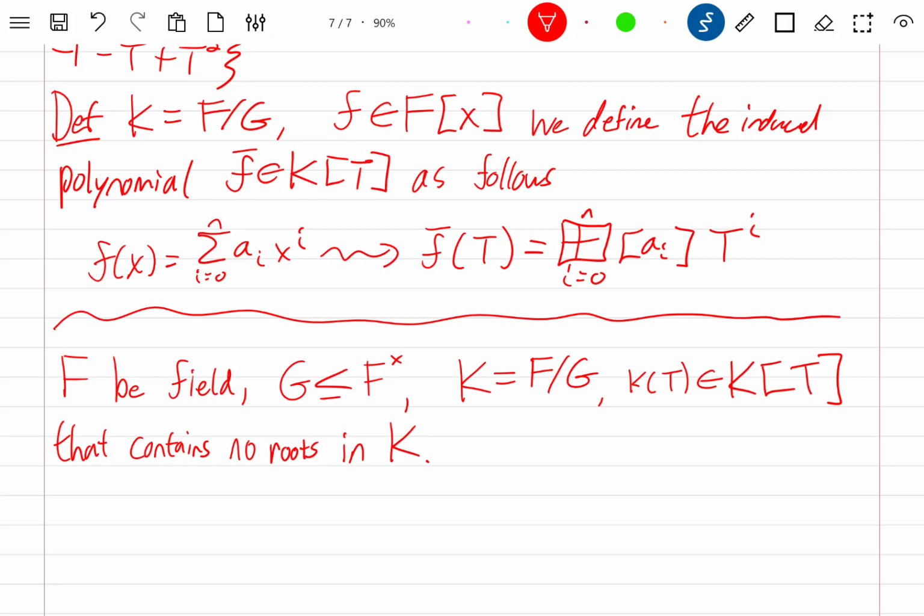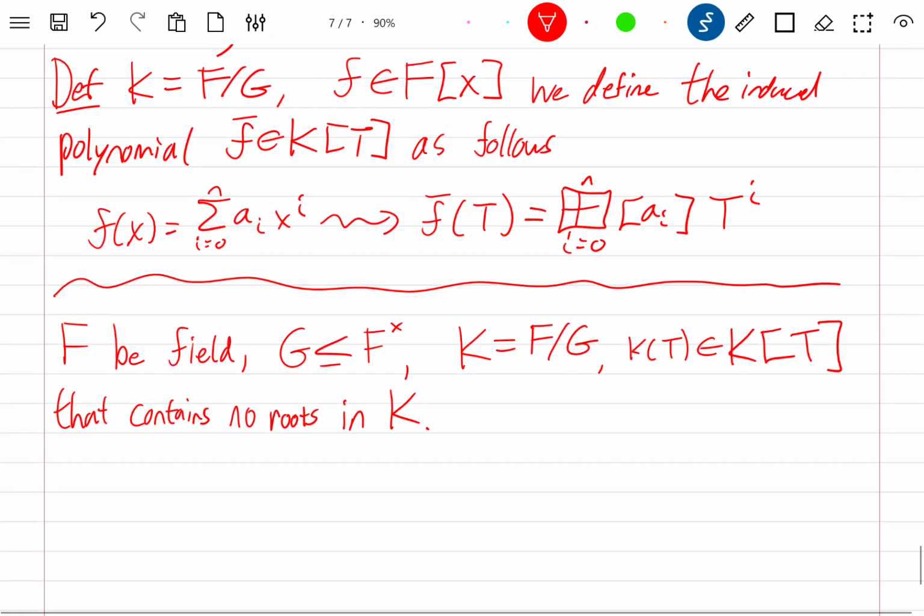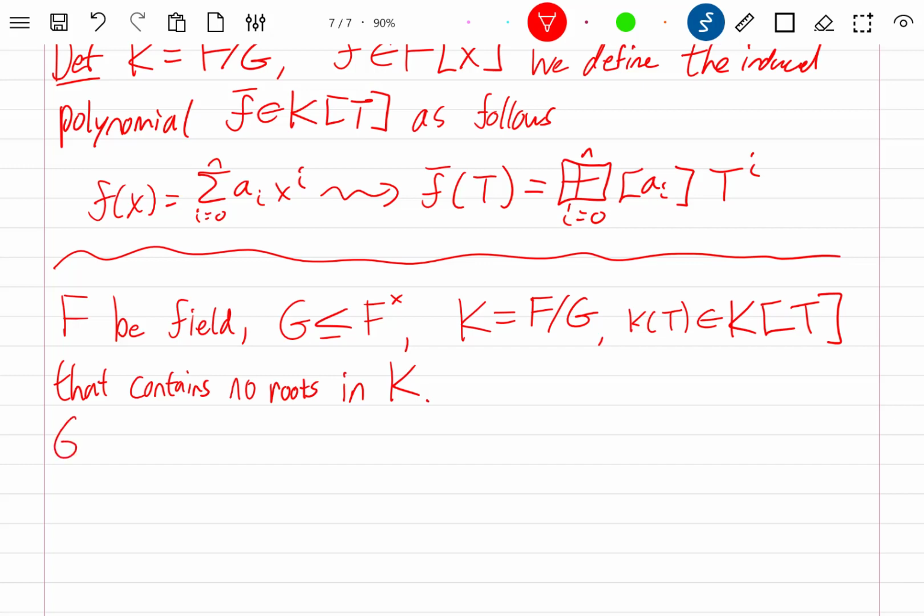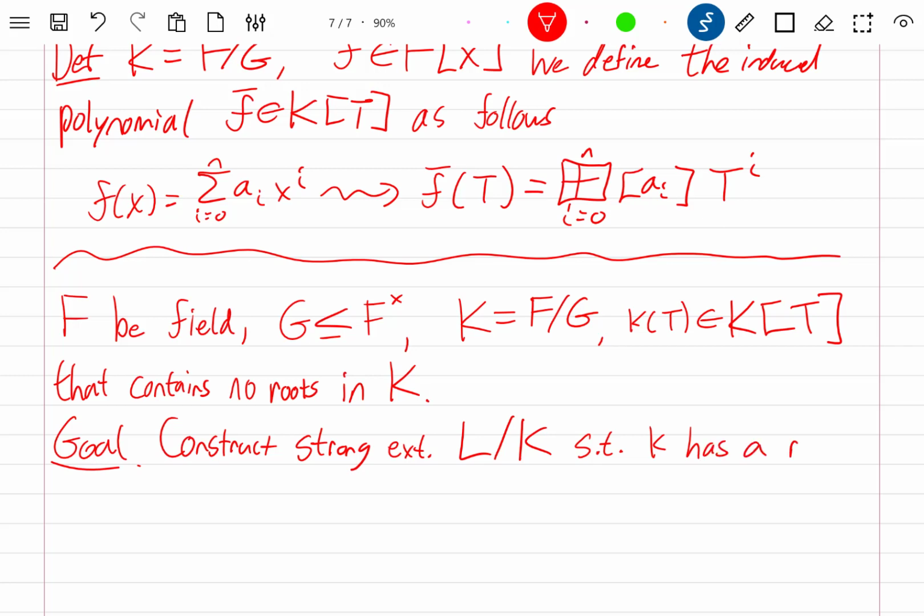And our goal of this section is to construct a hyperfield extension L. So we will construct a strong extension L over K such that our polynomial little k has a root in L.